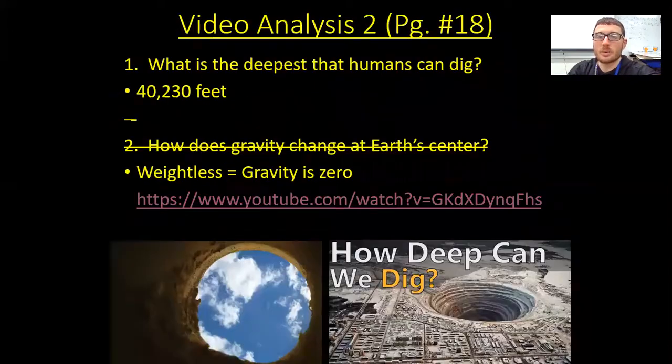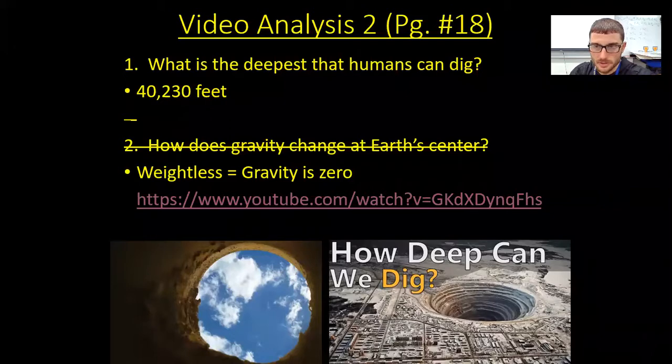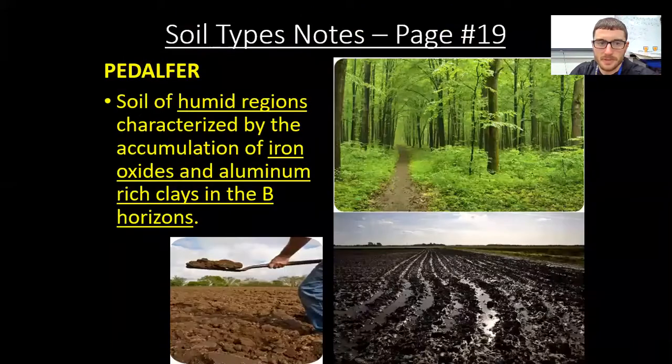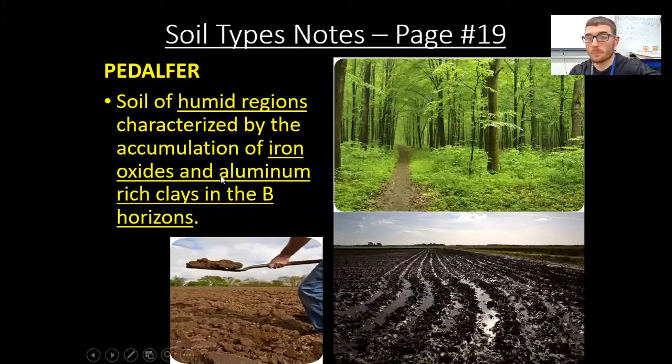Okay, so I want you to go ahead on page 19 and we're going to type out the three soil types. Just three soil types. Okay, our first soil type. When you write this out, only write the term and what's underlined. You don't need to write the whole paragraph or the whole sentence. Just write the word and what's underlined.